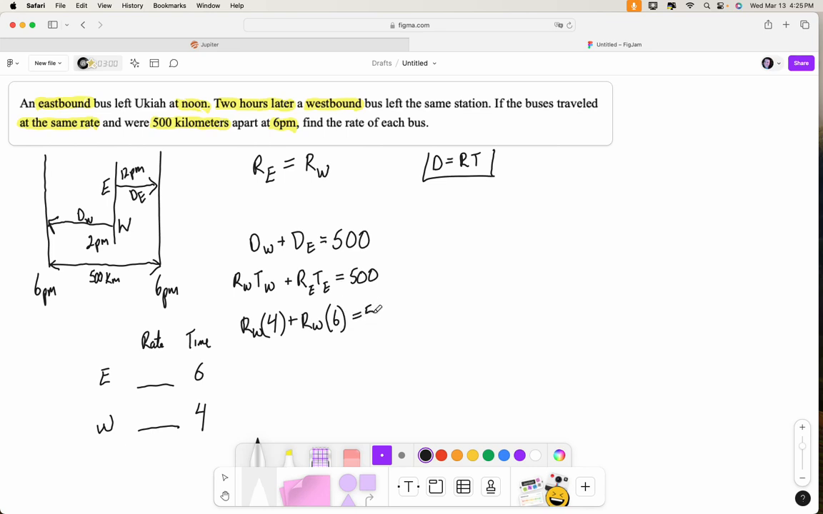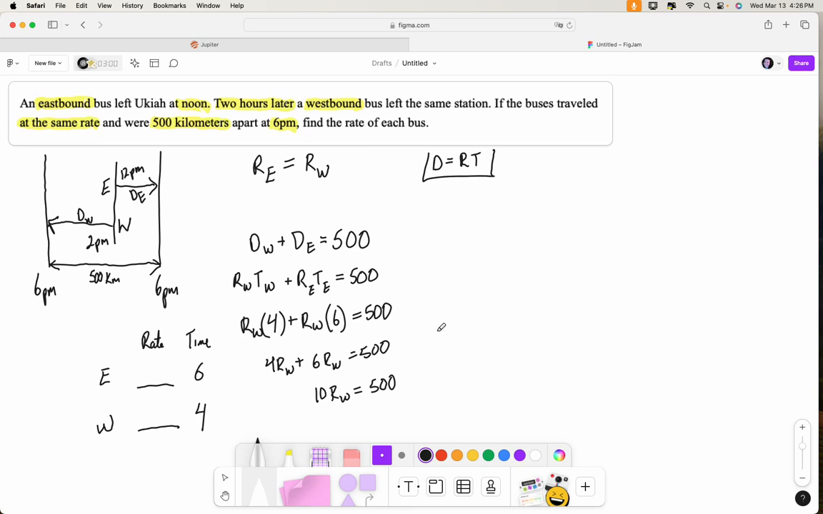And that equals 500. So 4 times RW is 4RW, plus 6 times RW is 6RW. That equals 500. These are like terms because they have the same variables. That's 10RW is equal to 500. Now, that's not your final answer. You're going to divide and find the rate of the westbound bus, which is also going to tell you the rate of the eastbound bus.